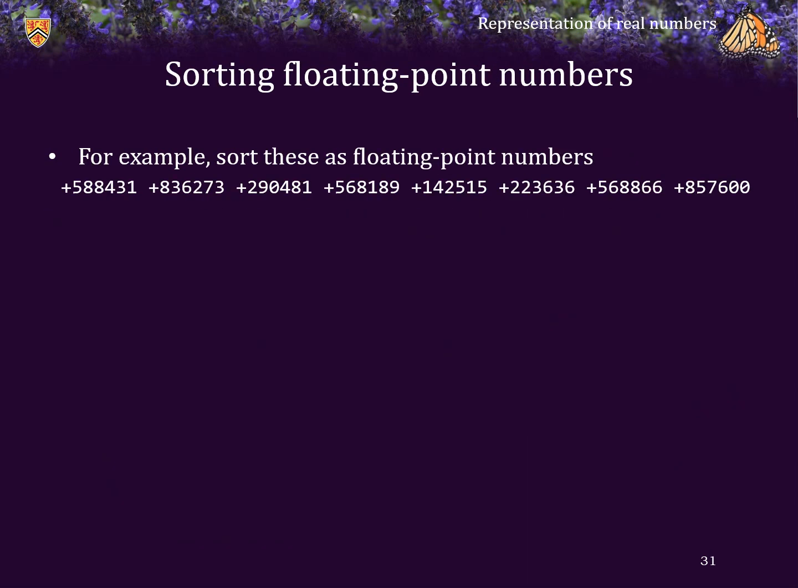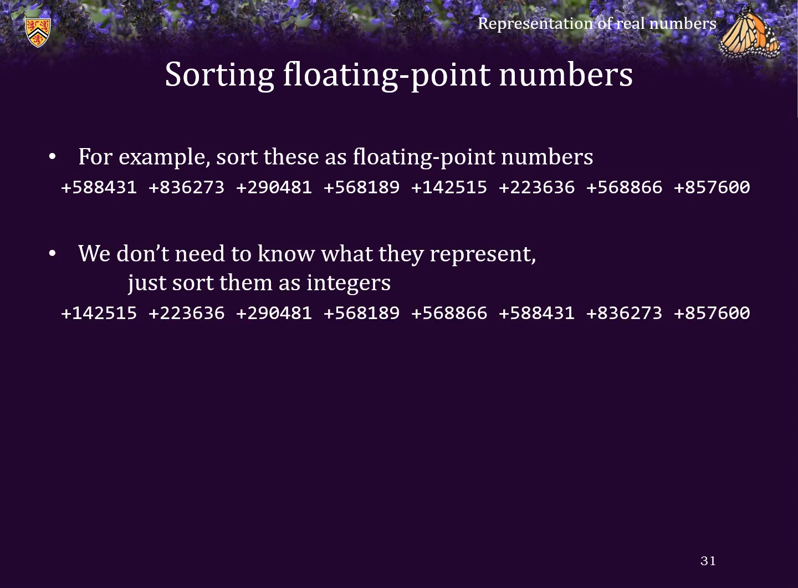So, for example, suppose you were asked to sort these eight different representations of real numbers in our floating point representation. I don't care what these numbers represent. In order to sort them, all I do is sort them as if they were integers, and the result will be correct. The smallest is the first, which is 2.515 times 10 to the 14 minus 49. The largest is 7.600 times 10 to the 85 minus 49. That's a much more convenient way to sort than to actually try to interpret the numbers as the real values that they are attempting to approximate.